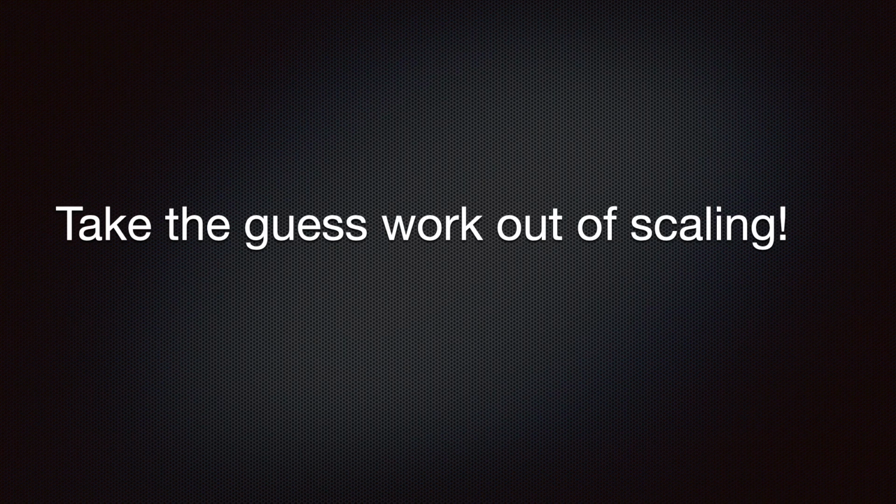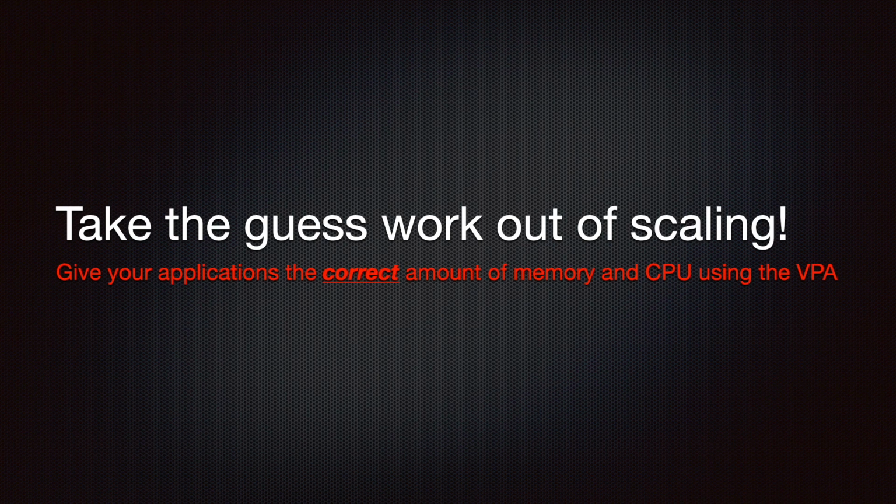Hey everyone, welcome back. In this video, I'm going to tell you how to take the guesswork out of allocating memory and CPU to your containerized workloads running on Kubernetes using a little something called the VPA, or the Vertical Pod Autoscaler. So, as always, let's first start by defining the problem.